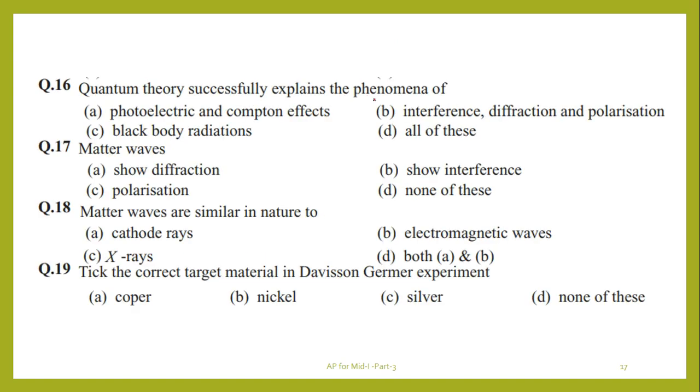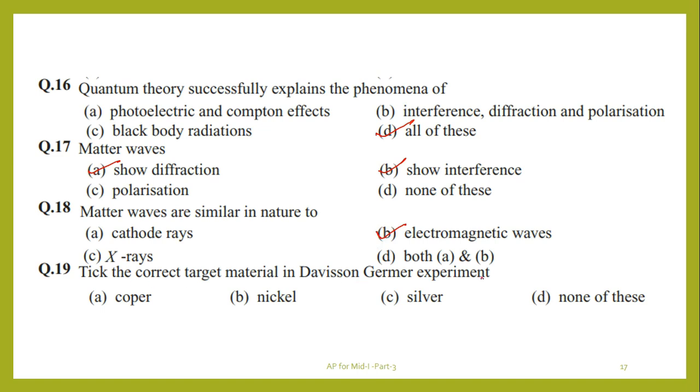Quantum theory successfully explains almost all the phenomena like photoelectric effect, Compton effect, interference, diffraction, polarization, black body radiation. So it's all of these. Matter waves show diffraction, interference, polarization. Basically they show that matter waves are similar in nature to electromagnetic waves.